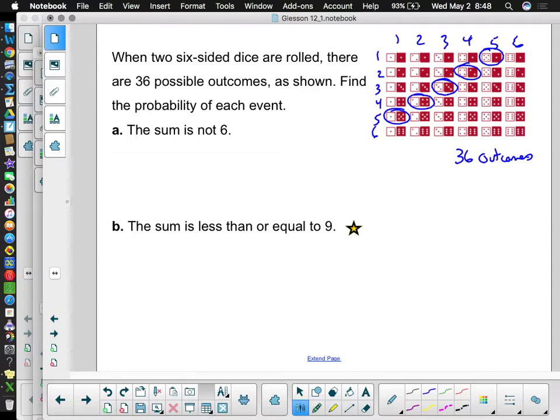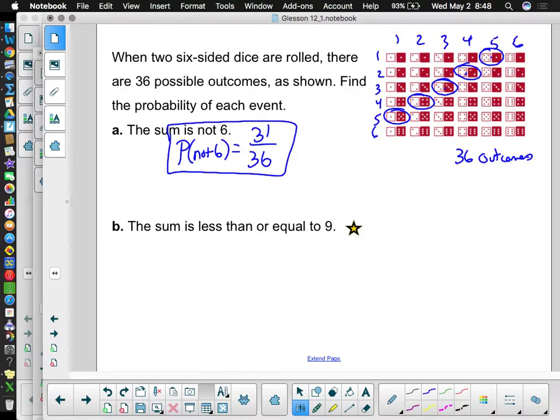Okay? So I have 1, 2, 3, 4, 5 outcomes that give me a 6, which means 31 do not give me a sum of 6. So the probability is simply 31 out of 36. P(not 6) equals 31 out of 36. And notice, I'm not just writing the answer down here. I'm saying what it is: P(not 6).